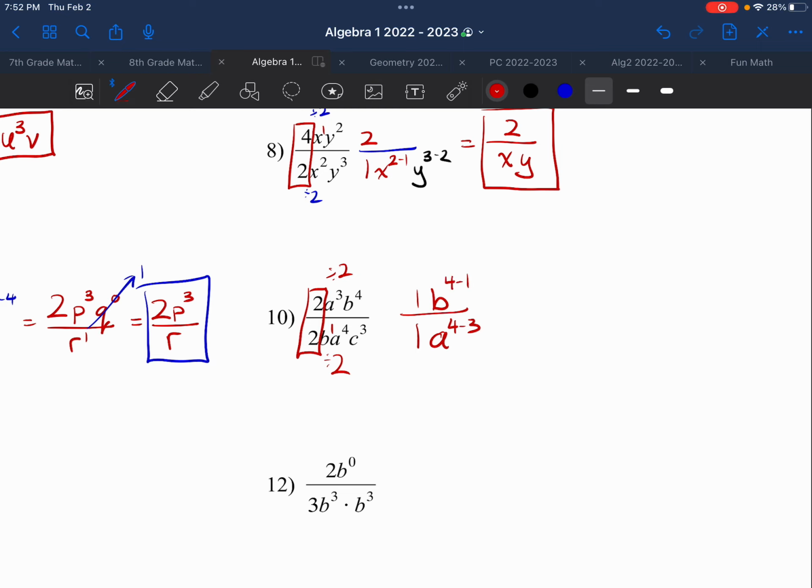All right, and lastly, I have to do the C. I've done that one, done that one, done that one, done that one. I just have a C cubed, and there's no other C anything in the top, so I'm just going to recopy the C cubed in the denominator.